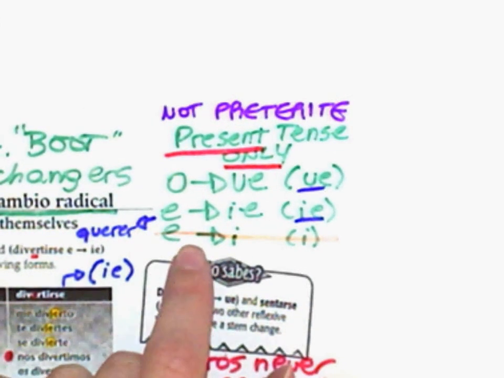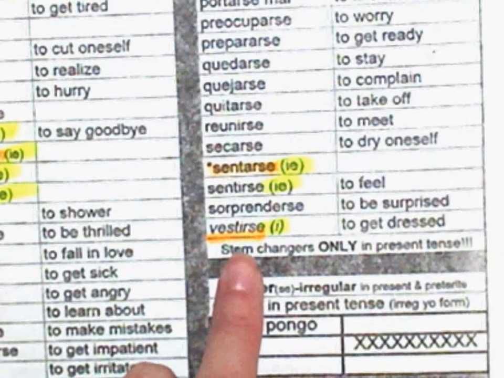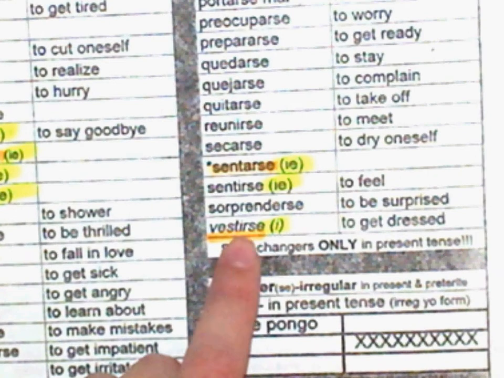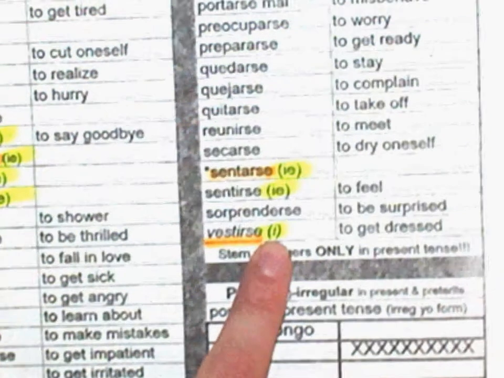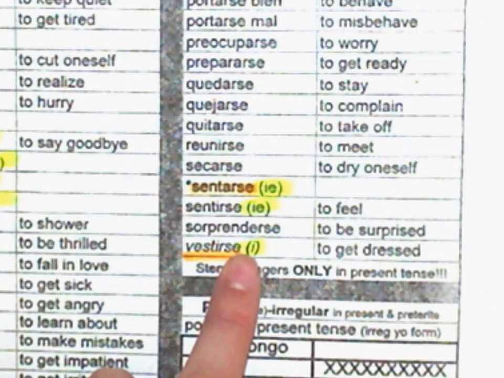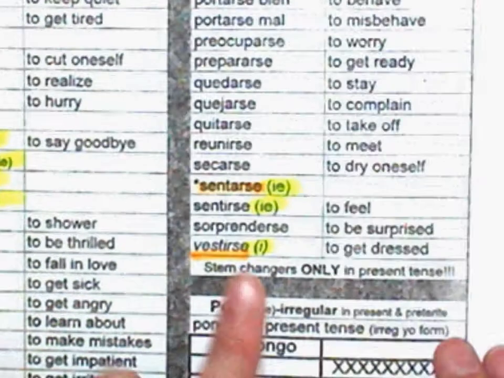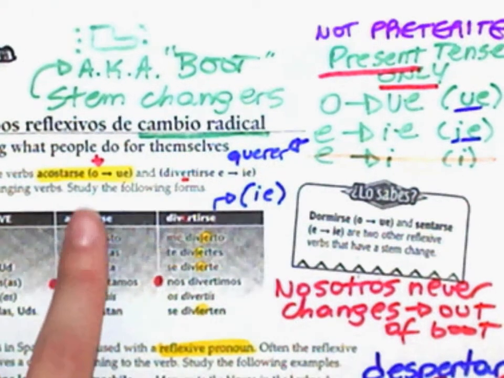But an E to I change that we can also use is the verb vestirse. If you notice, it's the only one that has just an I next to it. It's not a typo. It's just another way to say, instead of I put on clothes, that I dress myself. That's basically the same thing. Two different verbs. Okay. So those are the three types of stem changes. Let's look at acostarse. Makes an O to UE change.